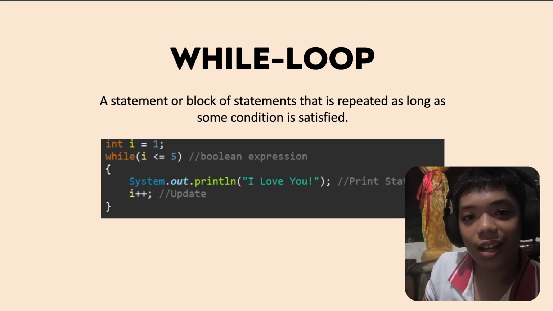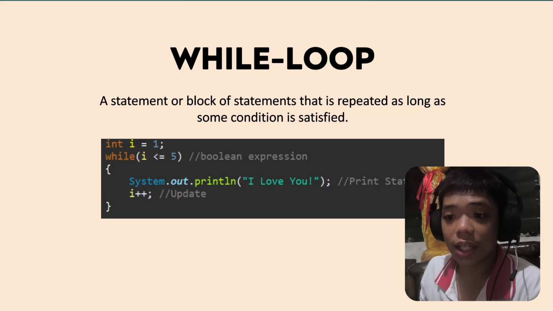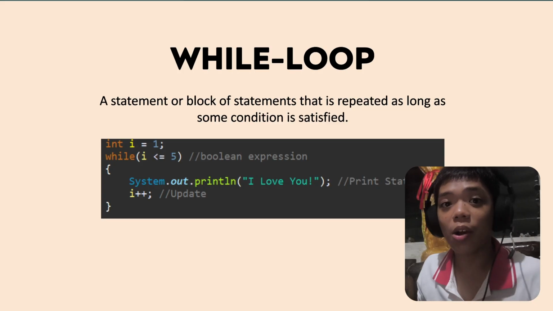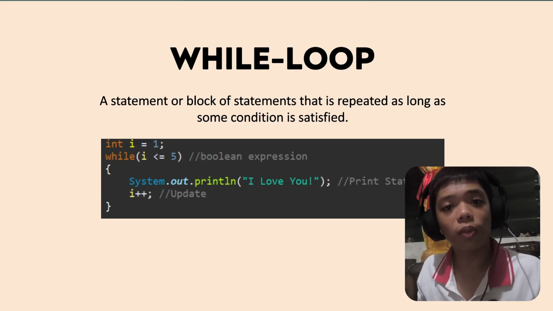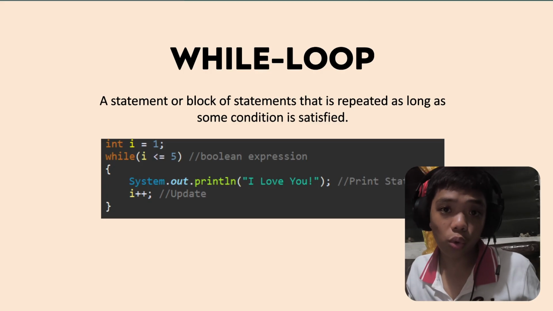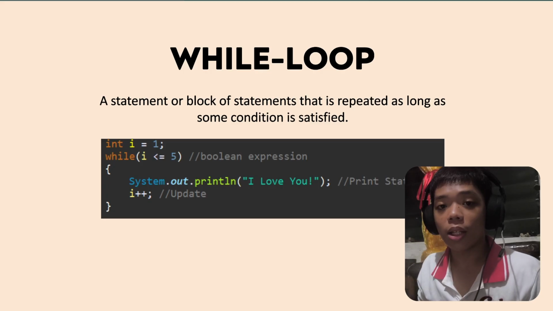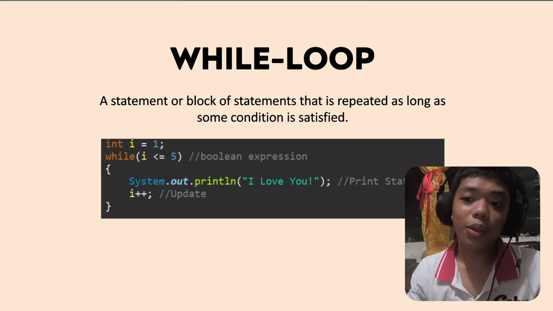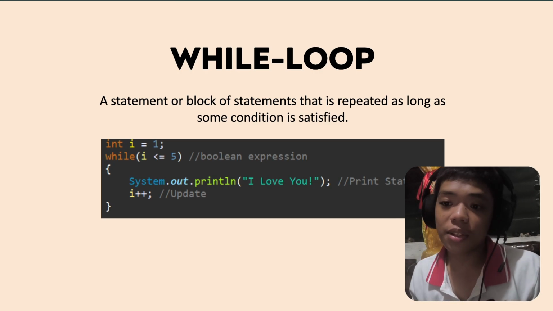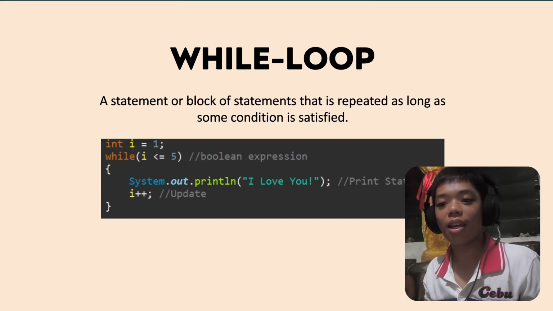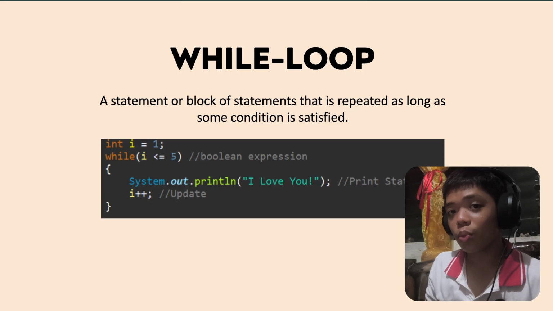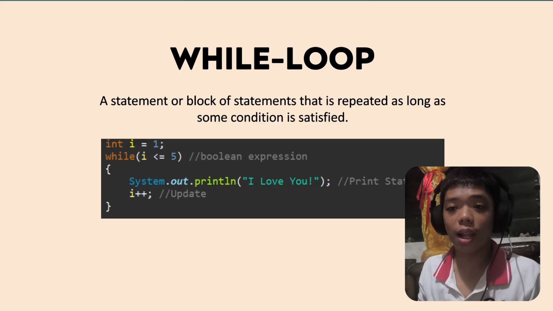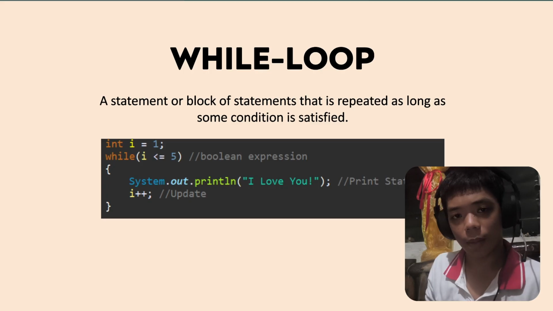i is less than or equal to 5, meaning that if i right now is 1, 1 is less than or equal to 5, which right now is true, then run the body of the while loop. And since it is true, we're going to run its body. Inside of its body, we have the print statement and the update. Since we already know about println statements, we're going to talk about the update.